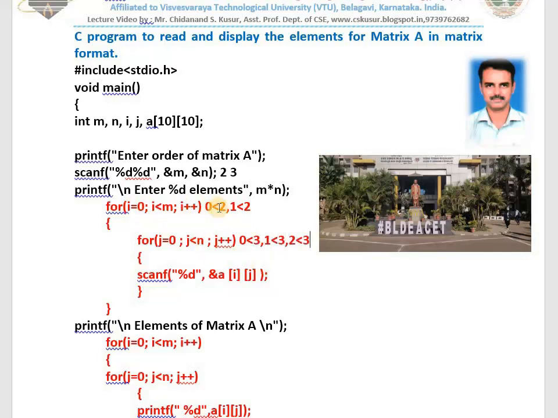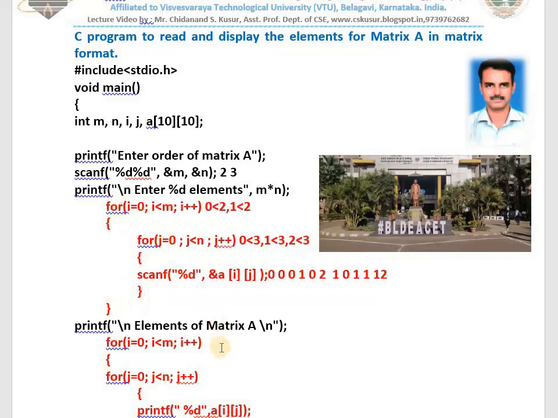The outer loop will give us 0, which means i is 0 for the first time, and j is also 0 for the first time. That means i0 j0, i0 j1, i0 j2. i remains the same, 0 0 0, but j is changing 0 1 2, which means the values for the first row will be stored within 00, 01, 02. Afterwards i becomes 1, then the second row values will be stored within 10, 11, 12. Like this we read the values and store them within the 2D array.